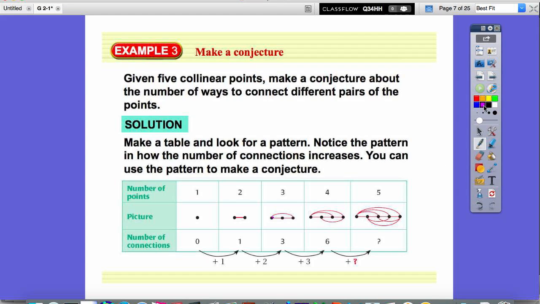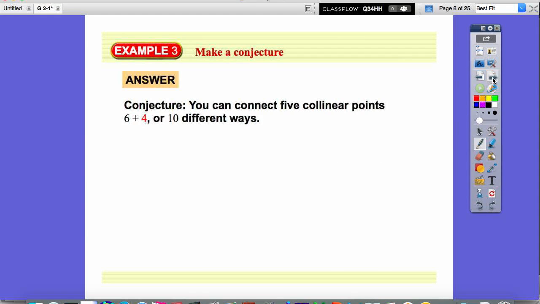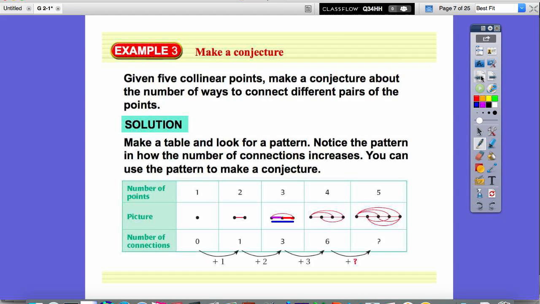For 3 points, there are actually 3 different line segments I can draw. I can draw from this point to this point, from the second point to the third point, and I could draw another one. They've made it like a curved line over the top, but to show you, I can go from the first point to the third point. If I have 4 points, there are actually 6 different line segments I can draw. So they want you to make a conjecture. You can connect 5 collinear points 6 plus 4, or 10 different ways.